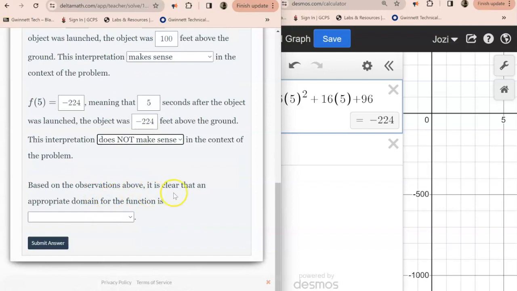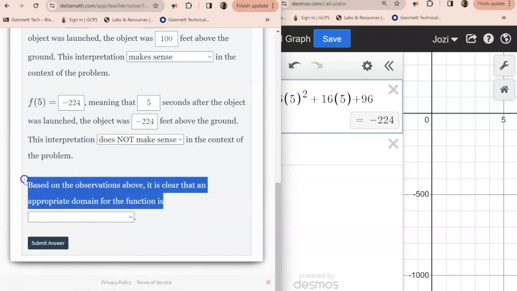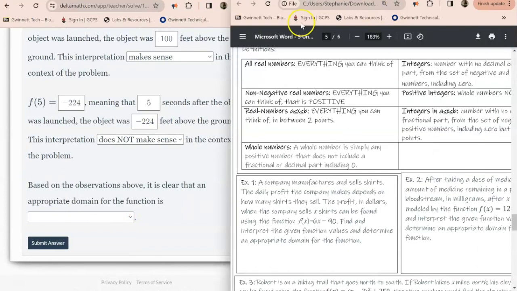All right, based on this observation, it's clear that an appropriate domain of the function is. All right, so this is where our definitions come from.